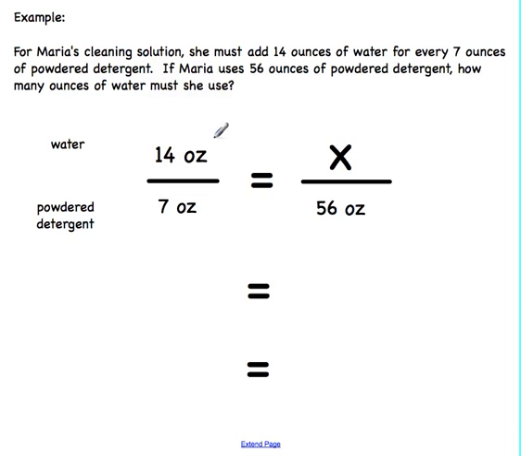Remember, cross multiply is the numerator of the first one times the denominator of the second one. So we need to multiply 14 times 56, which is 784.